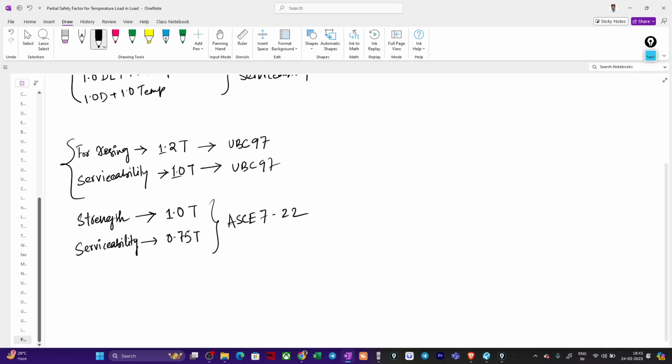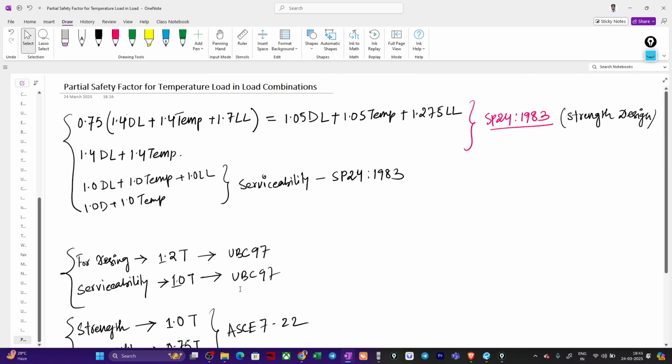Now there are other codes also. You can refer to the Eurocode, you can refer to the BS code, you can read what they have written regarding this temperature or self-straining loads. So from here, when we are designing in the Indian context, we can conclude that these two combinations we can take, though it is not mentioned in IS 456-2000 currently. These two combinations we can take for strength design and this for serviceability design.